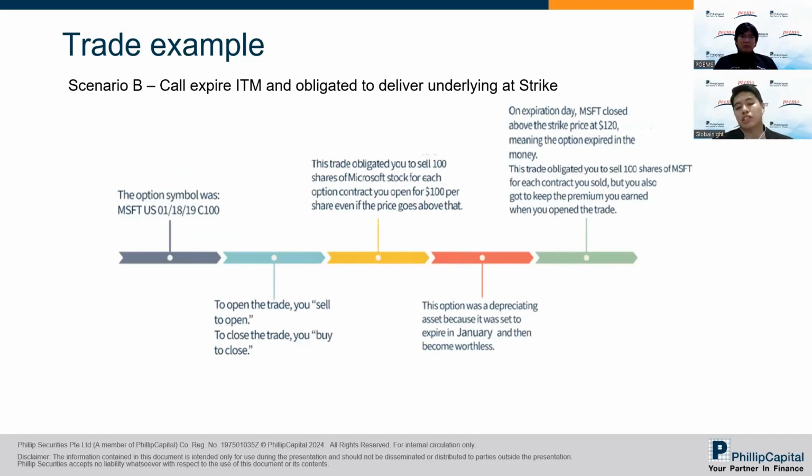Okay, so just now I mentioned there are two things you can do. One, you buy back to close the contract. The other one, you just wait for the shares to trade back down again, retrace, then you buy back again. Then after which you can do another covered call.